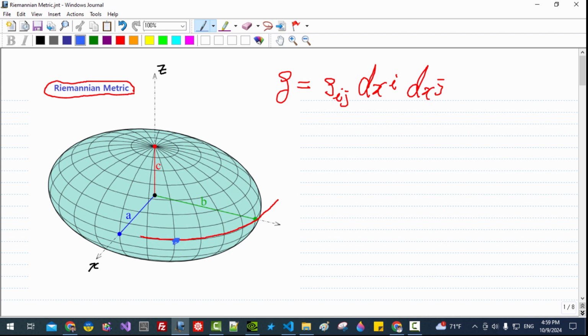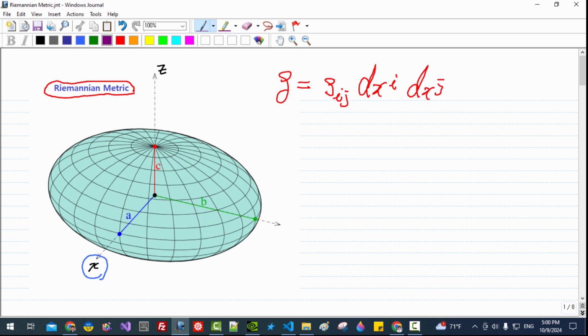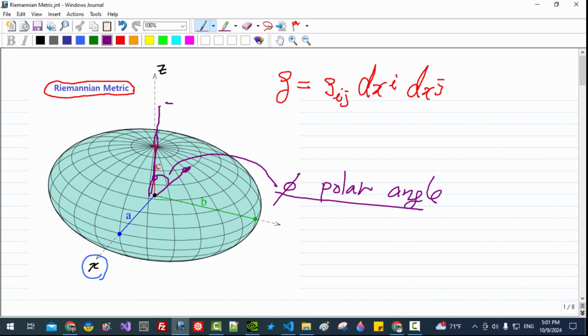Along the equator, at a certain point, we can take a derivative. This direction is theta hat, unit vector. This direction is phi hat, because theta increases with respect to the x-axis in the counterclockwise direction. This phi I will draw from the center to a point. This angle is phi. This angle is called the polar angle. So the polar angle starts along the z-axis. The reference axis is the z-axis. It increases in the counterclockwise direction.